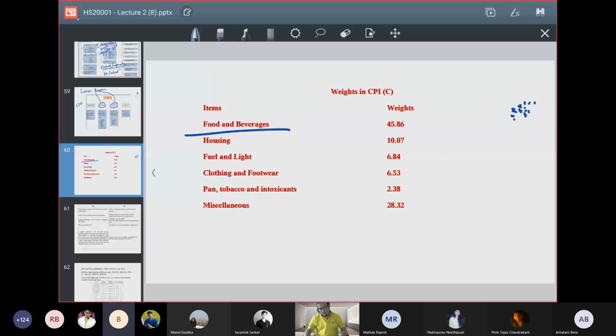Furthermore, both of them ignore the change in the product quality. See, particularly in your electronics items, in recent years, if you observe, the product quality has improved. At the same time, the prices have declined. So WPI and CPI do not capture that product quality.